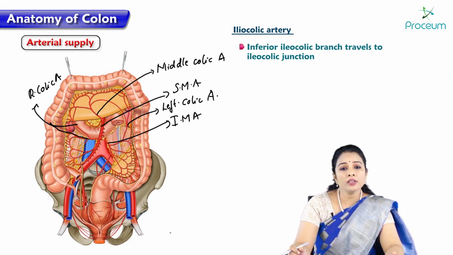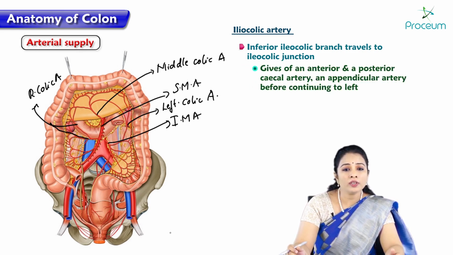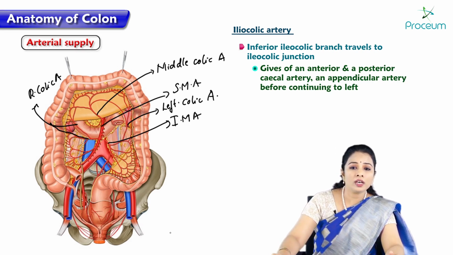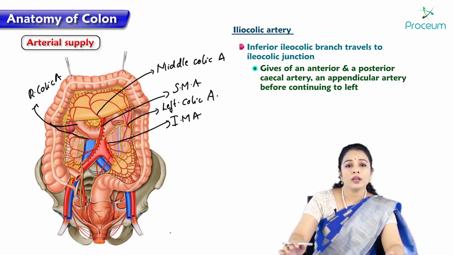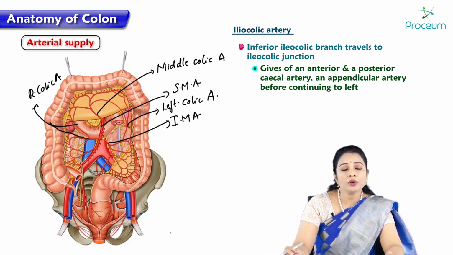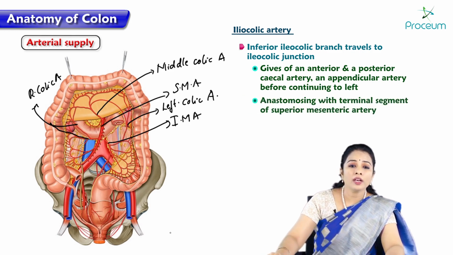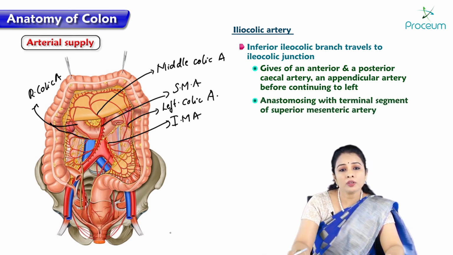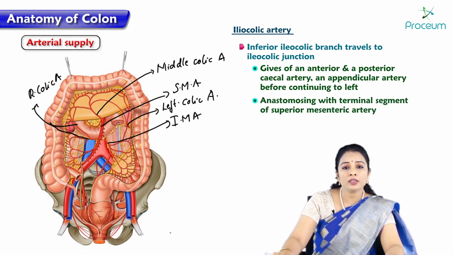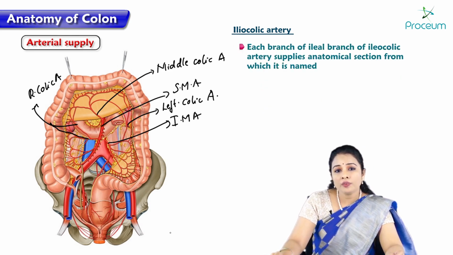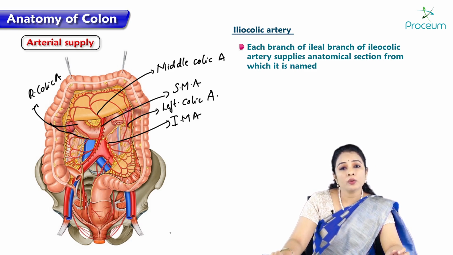So the inferior ileocolic branch travels to the ileocolic junction, where it gives off anterior and posterior cecal arteries and an appendicular artery before continuing to the left and anastomosing with the terminal segment of the superior mesenteric artery. Each branch of the ileocolic artery supplies the anatomical section from which it is named.